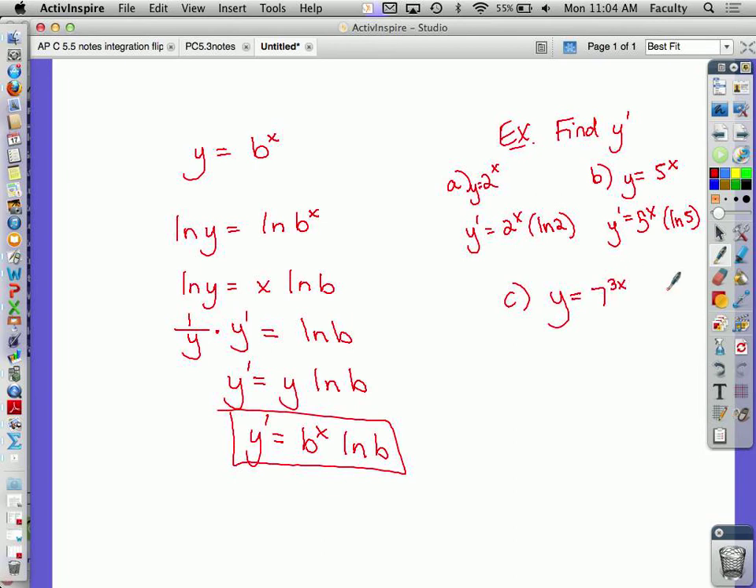Try this one though. y equals 7 to the 3x. There's only one teeny tiny difference, and it's going to be the chain rule, right? This is a derivative. You've got to keep derivatives and integrals straight. So this is 7 to the 3x times ln 7, and then what do I need? Times the derivative of that exponent, which would be 3. Okay? All right, so this is just to refresh your memory on how you do the derivative.